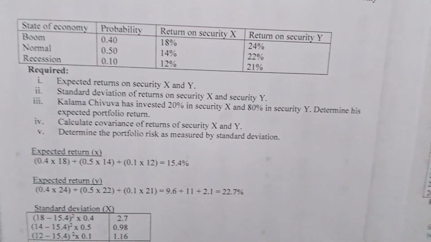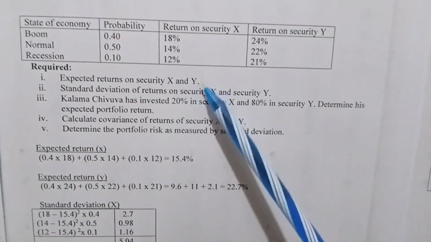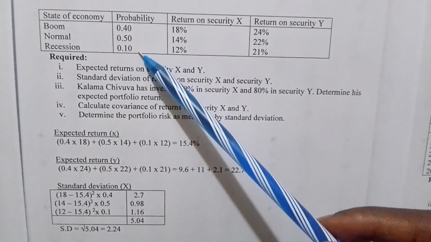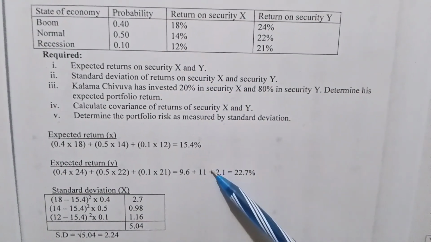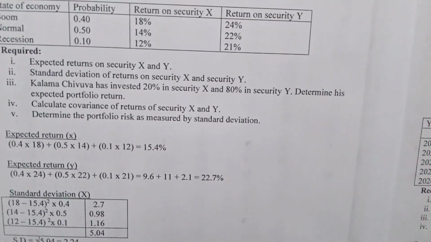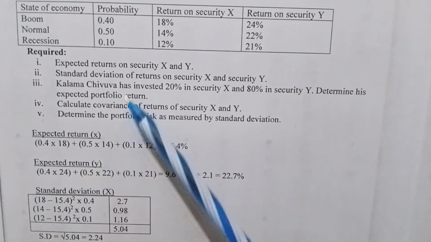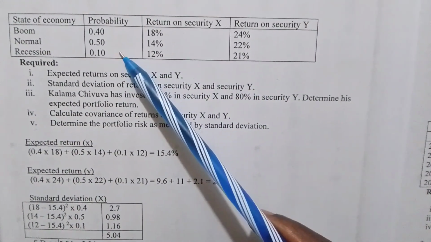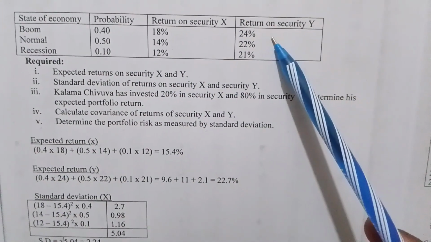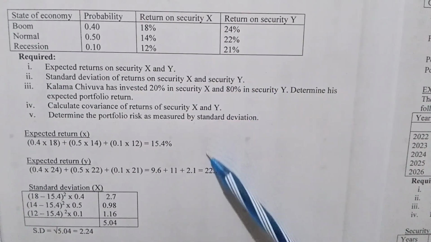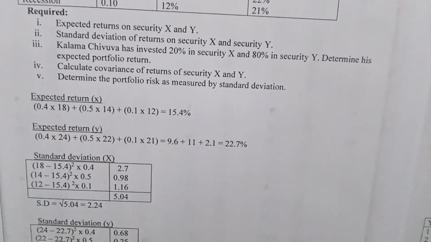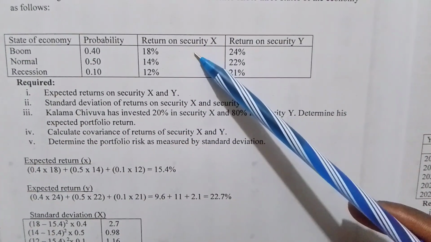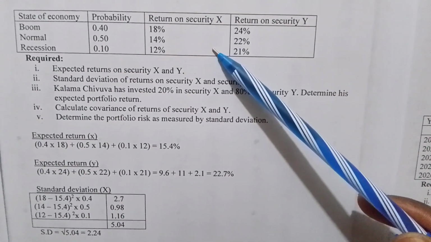For the expected return for security X, you are taking for the boom 0.4 times 18 plus 0.5 times 14 plus 0.1 times 12, and you get 15.4%. For security Y, the same. The expected return for security Y, you are taking 0.4, that is the probability, times 24 plus 0.5 times 22 plus 0.1 times 21, and you have 22.7%.